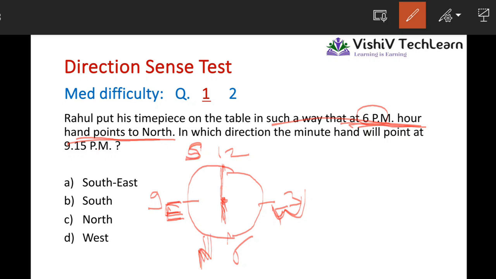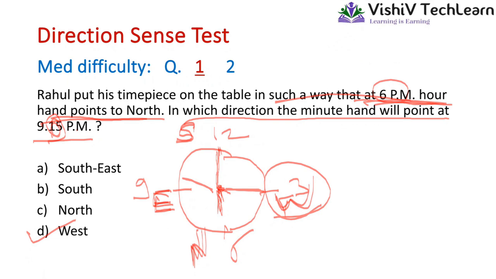Okay, now next, in the second case, what is given? In which direction will the minute hand point at 9:15 p.m.? Now in the case of 9:15, it is 9 o'clock, so the hour hand will be slightly above the number 9, and it's 15 minutes past. So the minute hand should be at the number 3. So it is pointing towards the direction west. So the answer west should be right. Let's check. Option D, west, the answer is right.